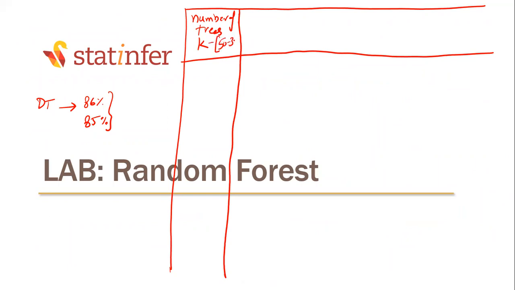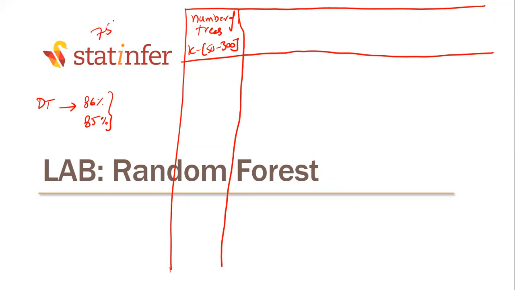Maybe you want to try in a range of somewhere around 50 to 300. Don't try a small number. When you are in doubt, try a very large number. If the optimal value is 75 trees, let us suppose, even if you give 100, it will not be a problem. But if you give 25 or 30, then it will be a wrong value.